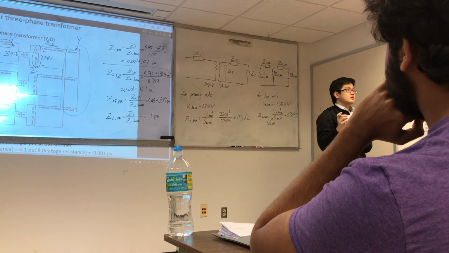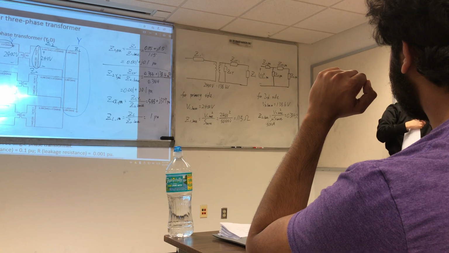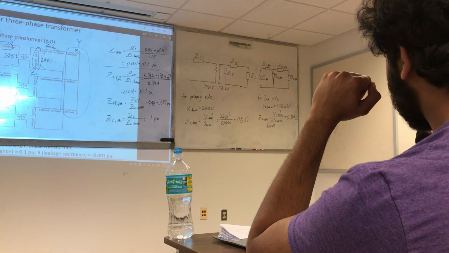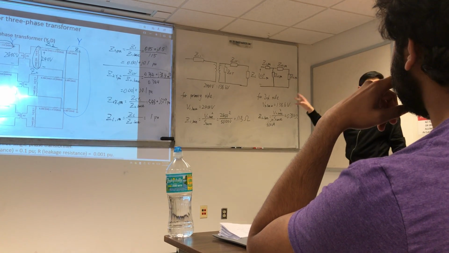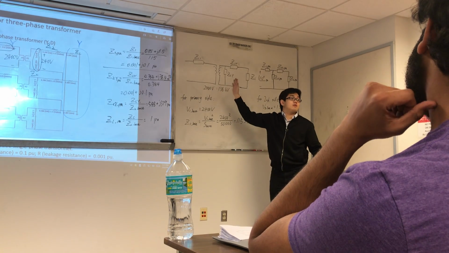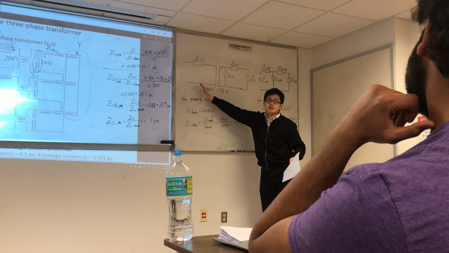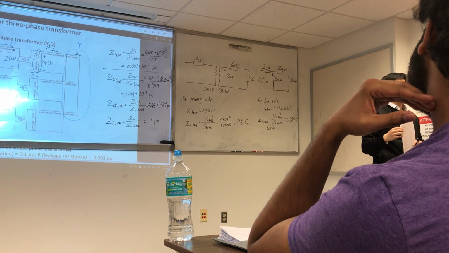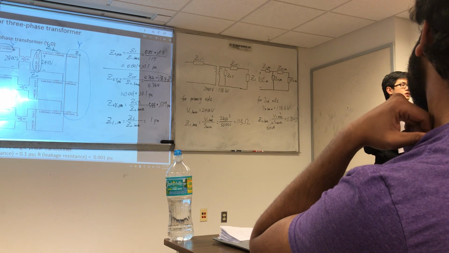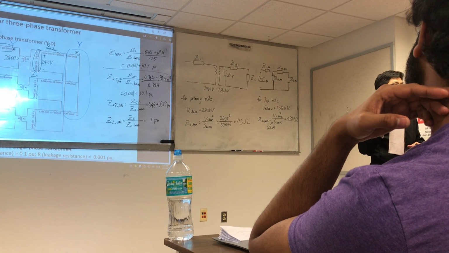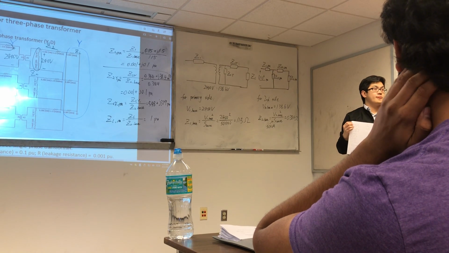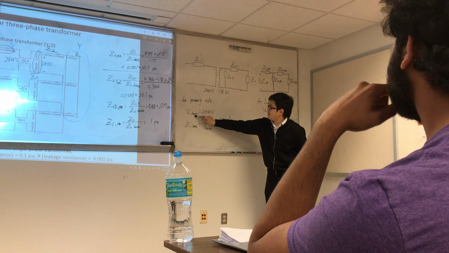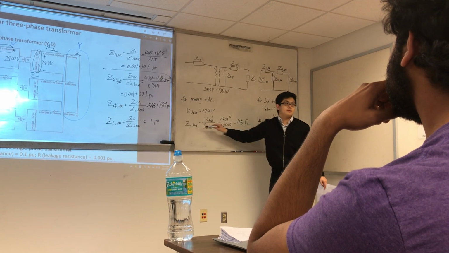Why are you setting a voltage base for the primary and another voltage base for the secondary? Shouldn't there be only one base for the whole system so that you can compare the results? S base is the same, but the voltage bases are different because this is a transformer and this side is always higher than this side. So if your V base is different and S base is the same, your Z base is different.